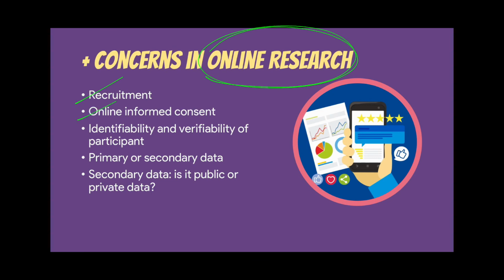And then, of course, I explained to you earlier that even if it's online, you still need to secure their informed consent, and you can use an online informed consent form, and you can use the buttons in the Google form to allow them to decide yes or no. And then when they say yes, they proceed to the next questionnaire. If they say no, then they cannot proceed to the next part of the questionnaire and move to the end.